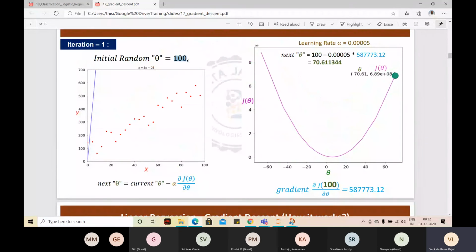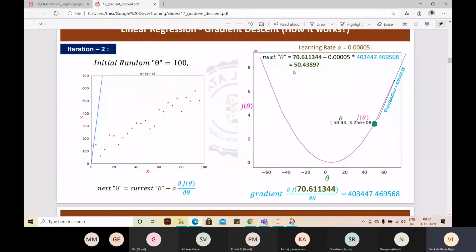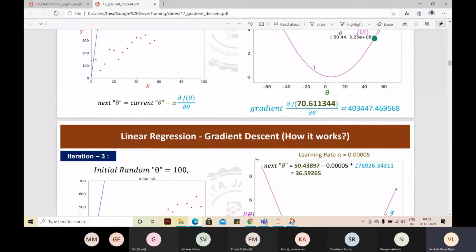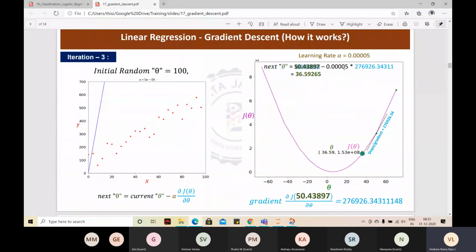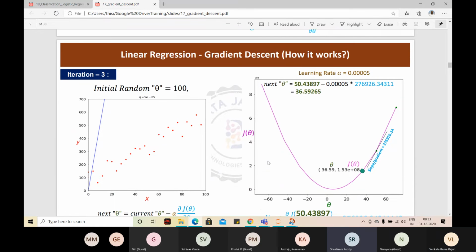We started with some random 100, and then we calculated the derivative at that point, multiplied with alpha and subtracted, found the second value 70. Then we used 70, calculated the derivative at that 70, and applied alpha and the slope, found 50, and at 50 again the same thing. What is the difference here and there? Here there is only one terminology. We are actually going forward, I believe, but there it is forward and backward.